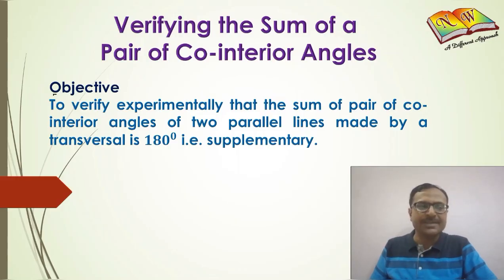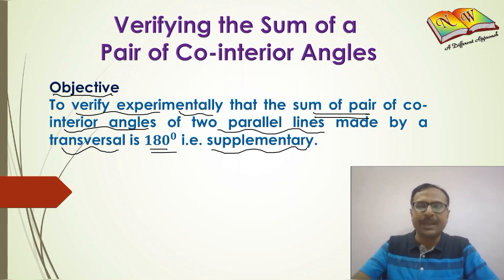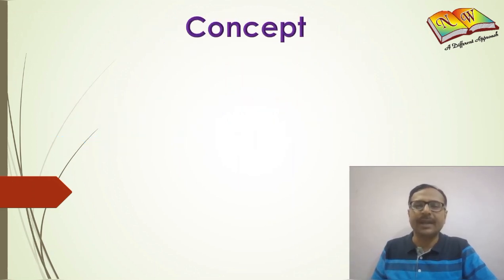The objective of this activity is to verify experimentally that the sum of the pair of co-interior angles formed by two parallel lines and a transversal is 180 degrees. That means the co-interior angles are supplementary. Let's understand what are co-interior angles and what is the property.